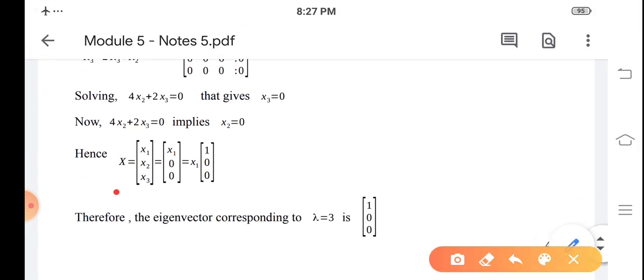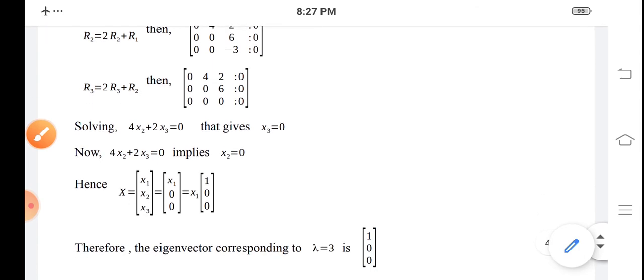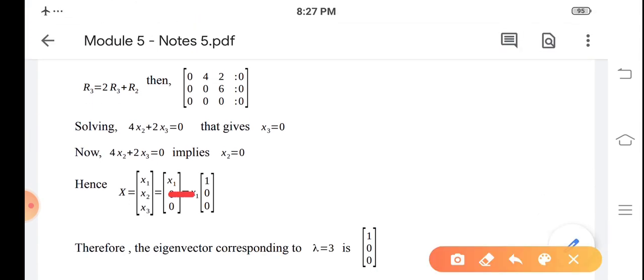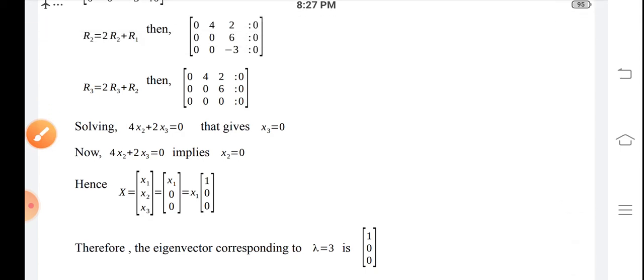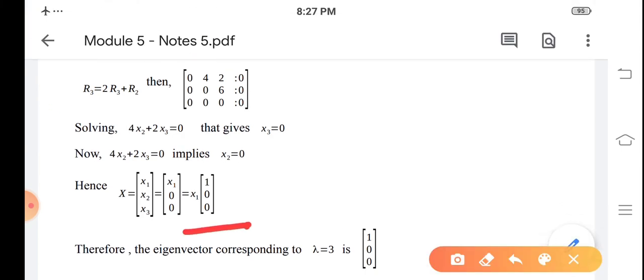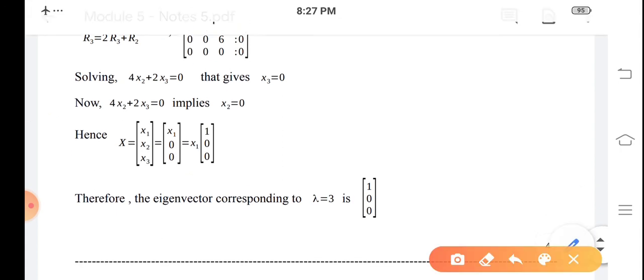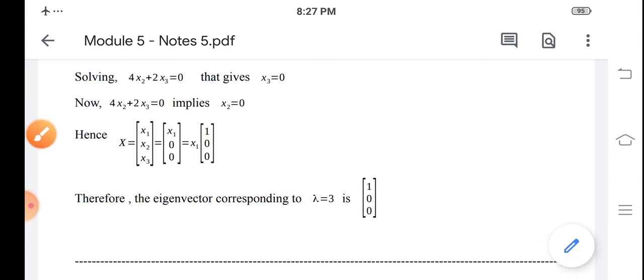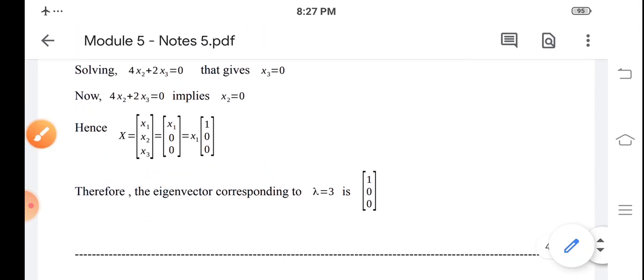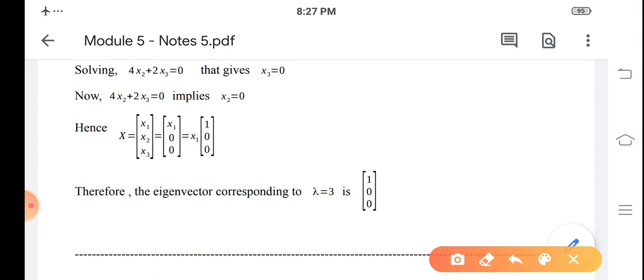Now x is equal to x1, x2, x3, that is x1, with x2 equal to 0 and x3 also 0. That is the column vector (x1, 0, 0), or x1 times (1, 0, 0) for any non-zero real x1. So therefore we can take the eigenvector corresponding to lambda equal to 3 as (1, 0, 0), or any non-zero multiple of this is an eigenvector for lambda equal to 3.